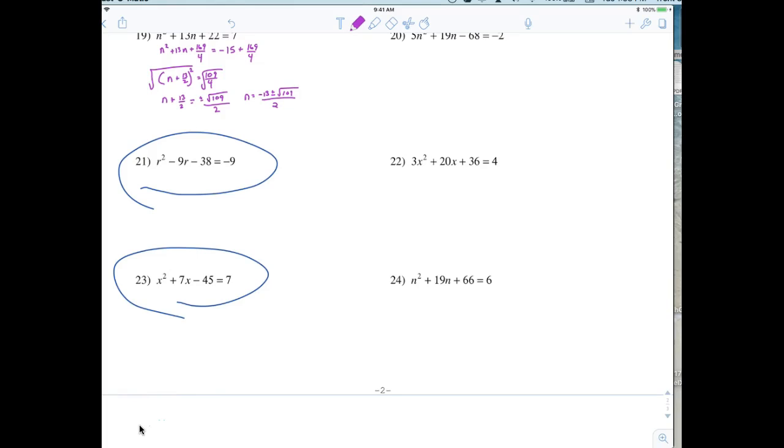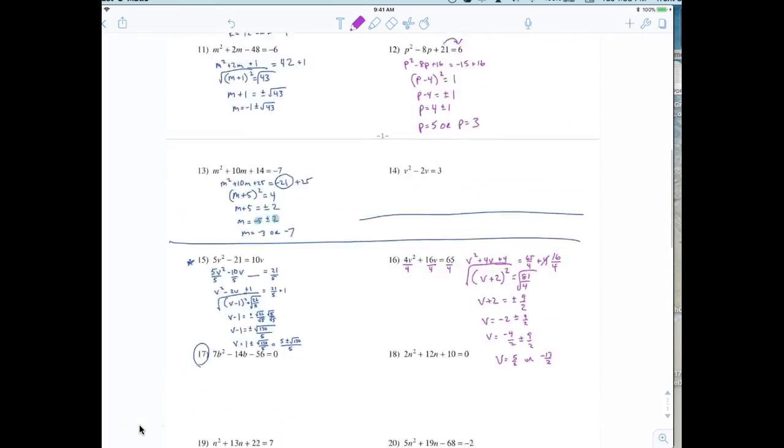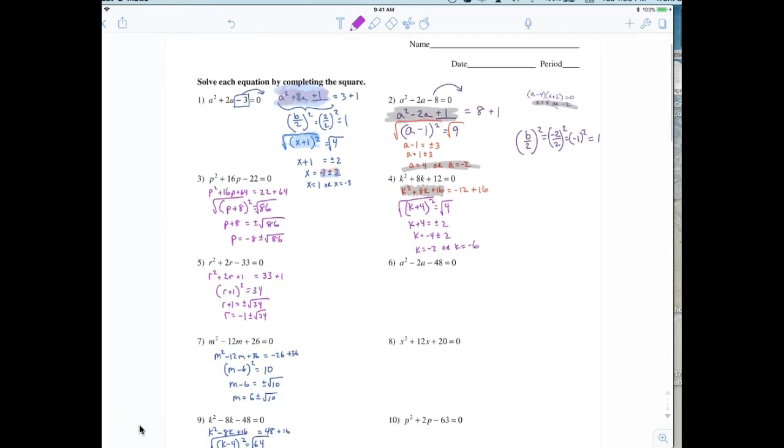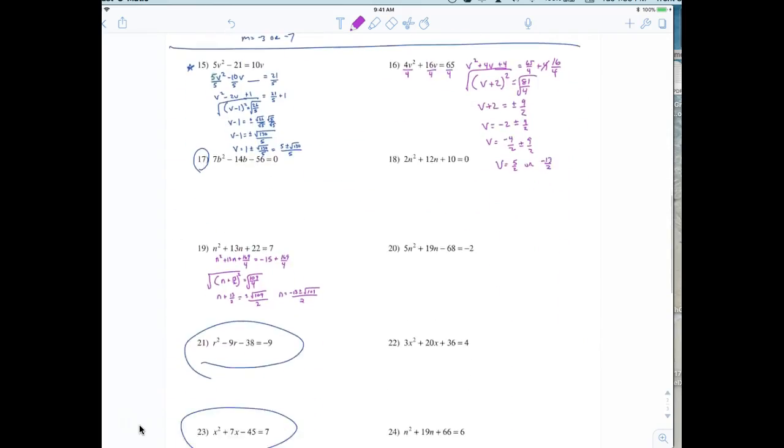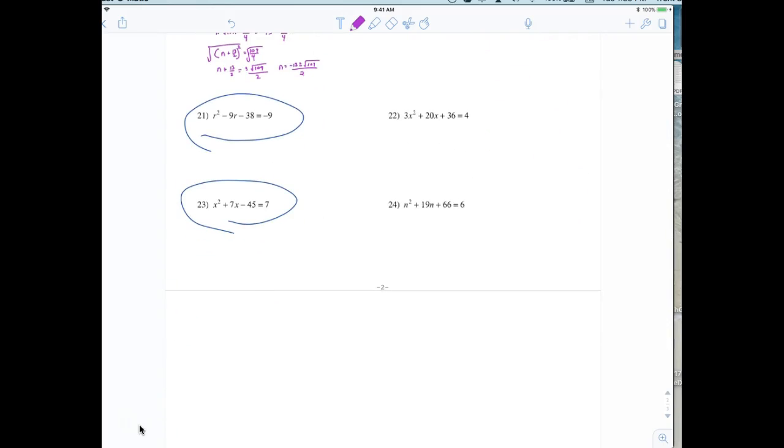I was going to do something different. Why don't we just do 21? So again, your job tonight is 1 through 23 odds. Do we have to do it the way that we learned today? Yes. I know it's annoying. Sorry. I normally don't ask you to do that, but completing the square is really important. So get busy on that, please.